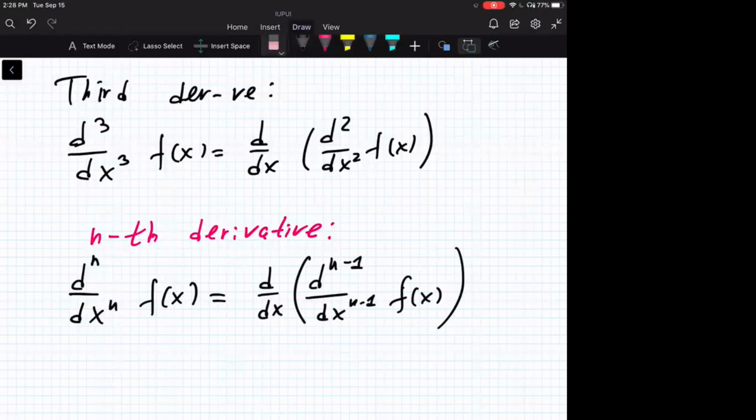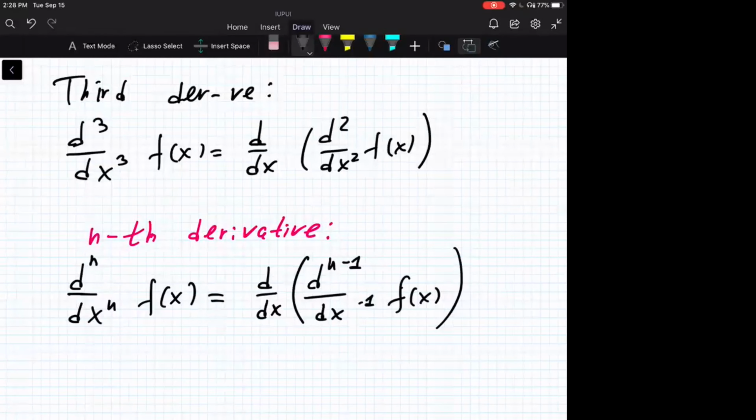So that means that if you want to calculate, say, the fifth, you need to find the fourth derivative, and if you want to find the fourth derivative, you need to calculate the third one. If you need the third one, you need the second one. If you need the second one, you need to find the first one, and so on. So you start with the first, then differentiate, get the second, differentiate, get the third, and so on.